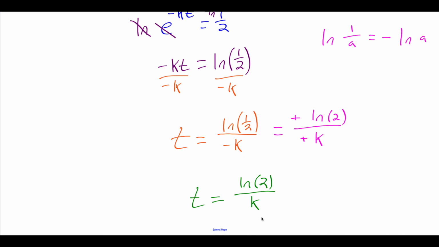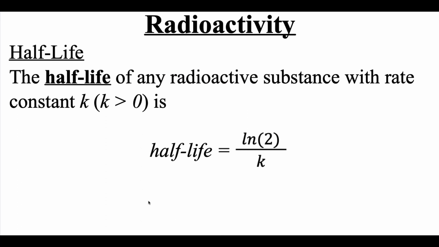This t value represents the half-life of whatever element we're dealing with. We can see that it only depends on that k value. The initial amount, that y sub 0, doesn't show up anywhere in our resulting equation. Like we mentioned before, the amount of sample that you start with at the very beginning does not matter. It will always decay at the same exact rate. Summarizing what we just did, for any radioactive substance with rate constant k, its half-life is the natural log of 2 divided by whatever that k value is.